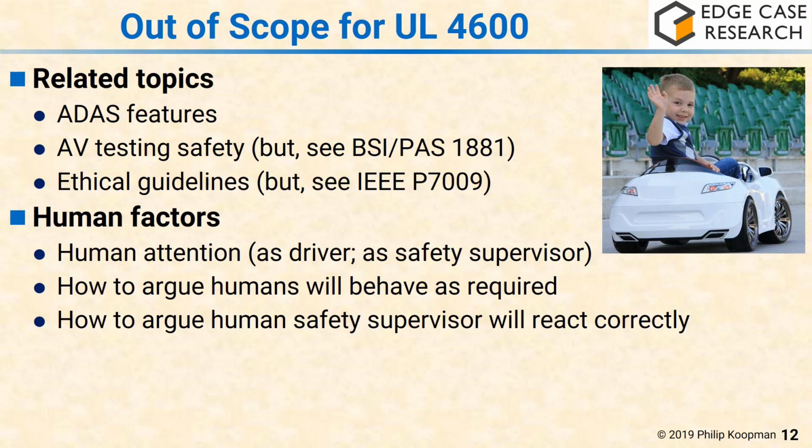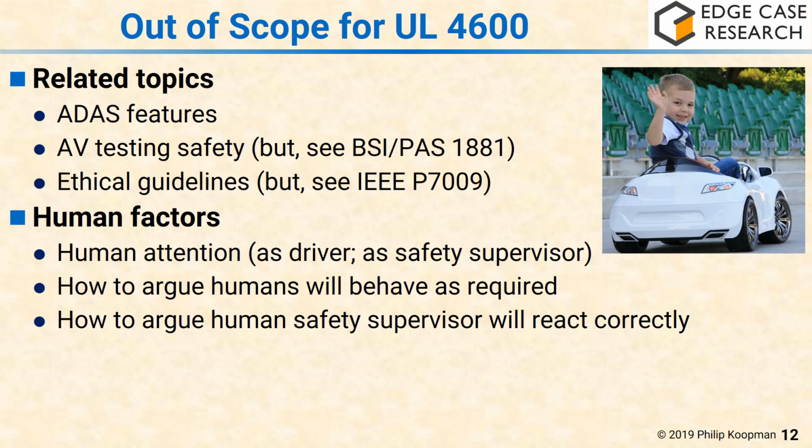So human factors are a big piece of safety for systems that are not fully automated when they drive. And that's out of scope. It's a different skill set. It's a different look at the problem, and it's just too much scope to try to put that into 4600. So things like, can the human driver or supervisor pay attention, are out of scope. How to argue that humans are going to behave the way they're supposed to is out of scope. For example, are they going to be distracted when they're supposed to be supervising? That's out of scope. And how to argue a human safety supervisor has enough time to accept a handoff and take over safely with situational awareness. All those things are out of scope.